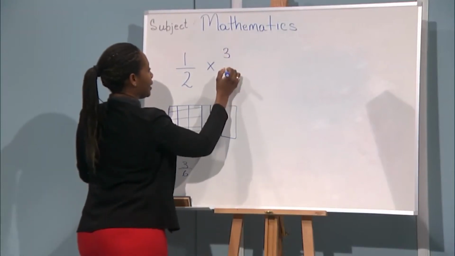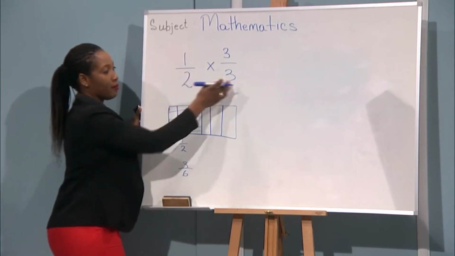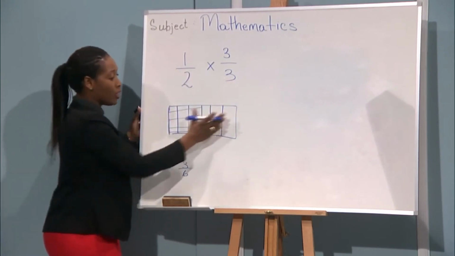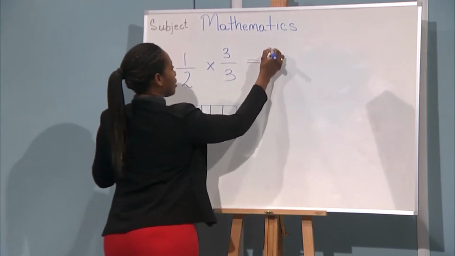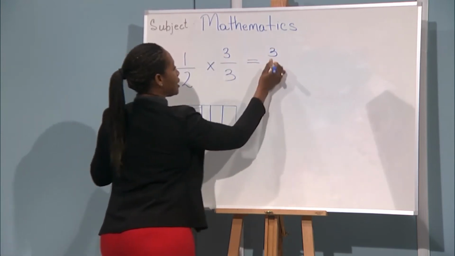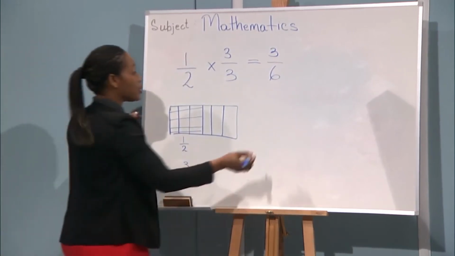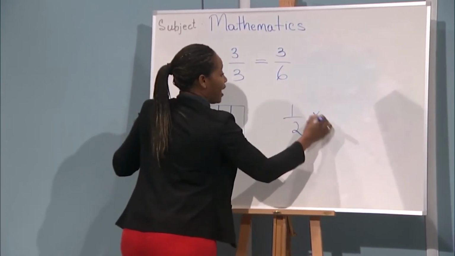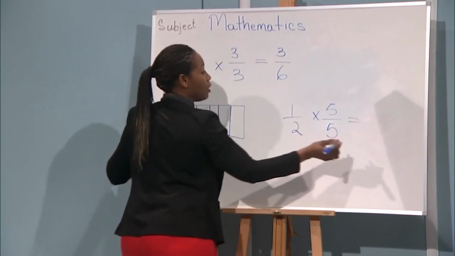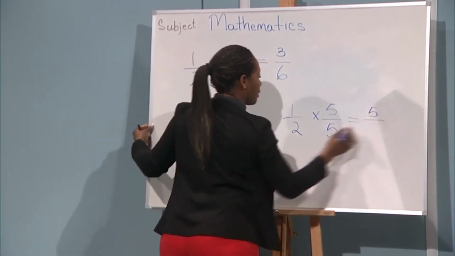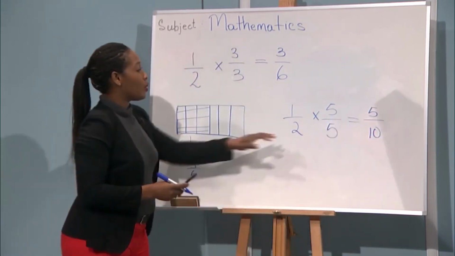Let's look at what I've done here. I'm multiplying my halves by 3. I've made each half into 3. I'm multiplying by 3. So 3 times 1 is 3, and 3 twos is 6. Now I could have picked another number. I could have used, say, 5. Now it's key that you realize what's happening here. So 5 multiplied by 1 gives me 5. 5 multiplied by 2 gives me 10. So 5/10 is equivalent to a half.